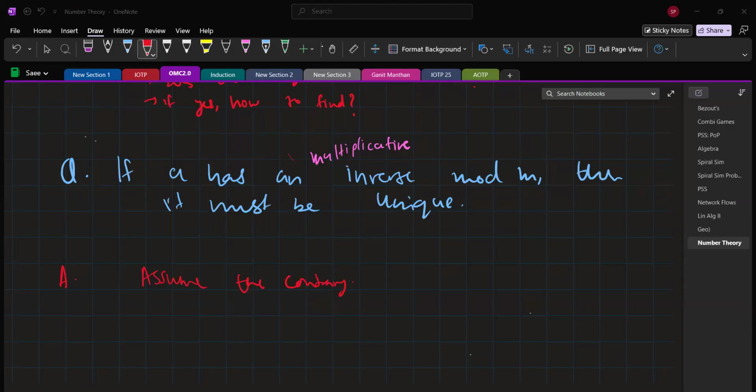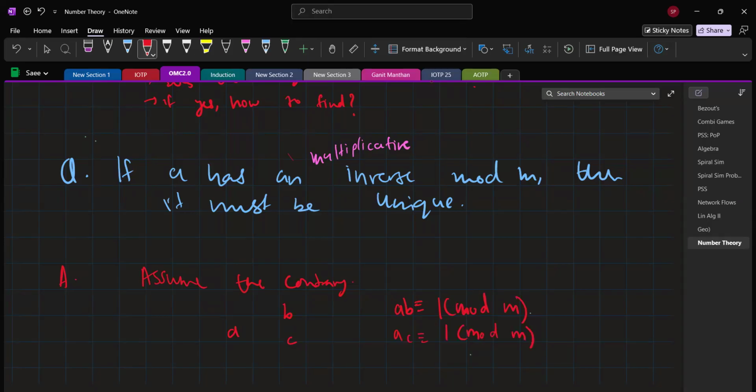But how can we show that it always exists? That is something you will look at. Let's try to show that if it exists, then it's unique. So let's say A has 2 inverses. Let's call them B and C. So let's say that AB is congruent to 1 mod M and AC is congruent to 1 mod M.